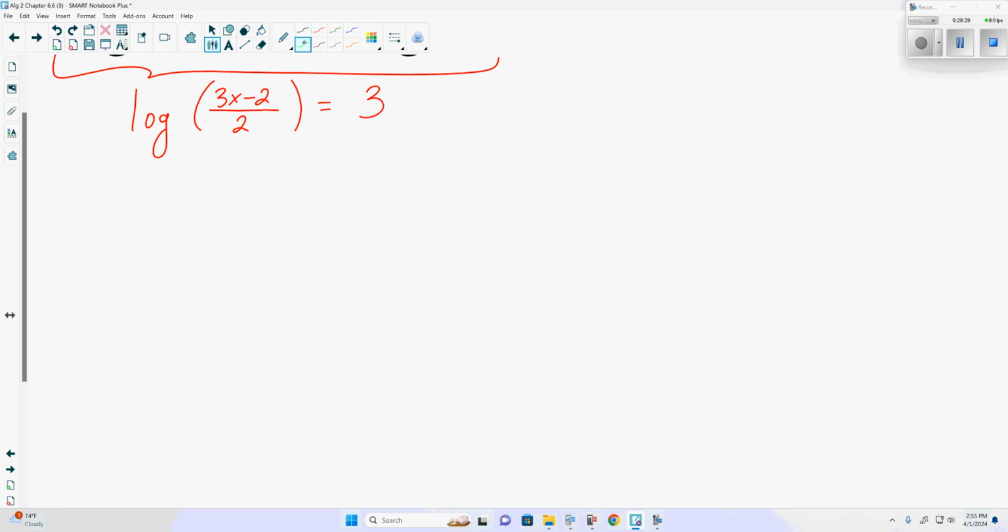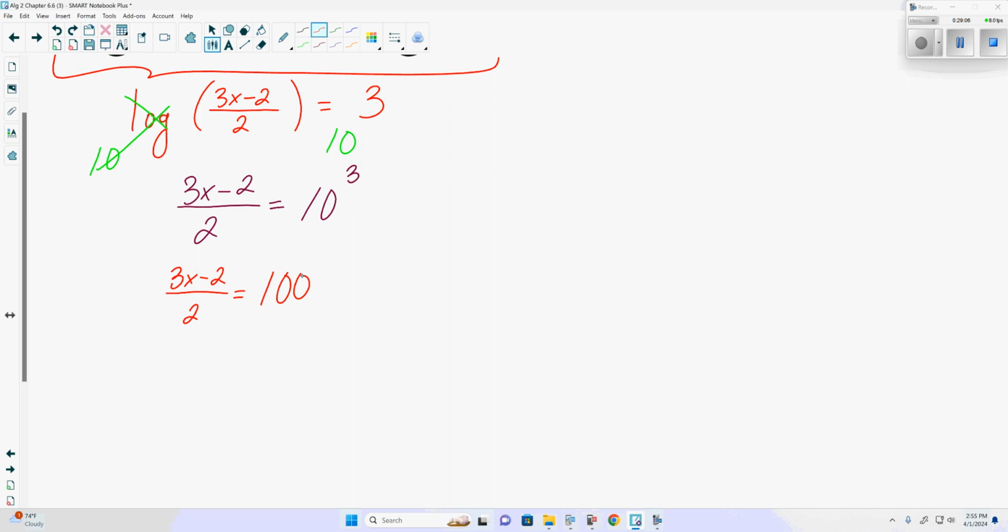Next step, we're going to put both sides to the base of what? What's our number? 10. Because if it's not written, the log's base is understood to be 10. 3x minus 2 stays the same. 10 to the third. Is 10 to the third a nice number? What is it? No. 10 to the third is 1,000.